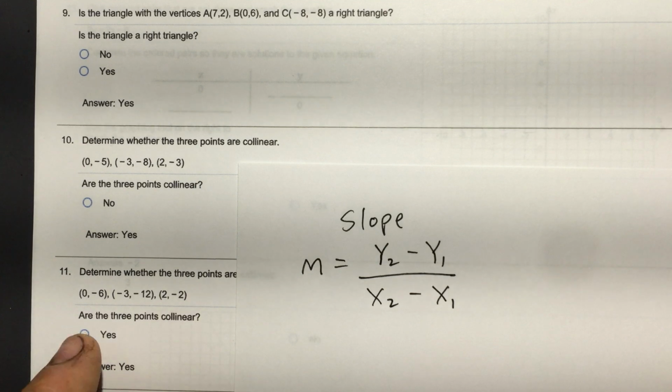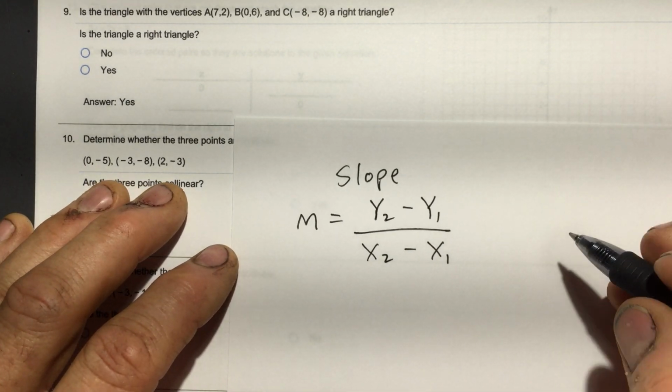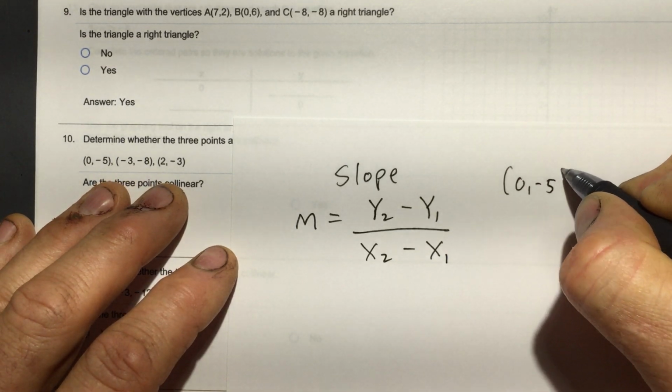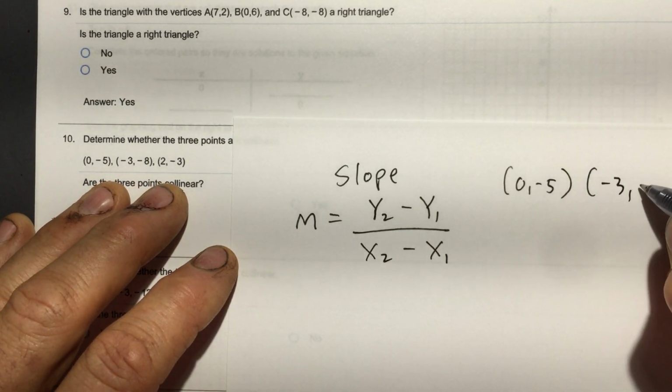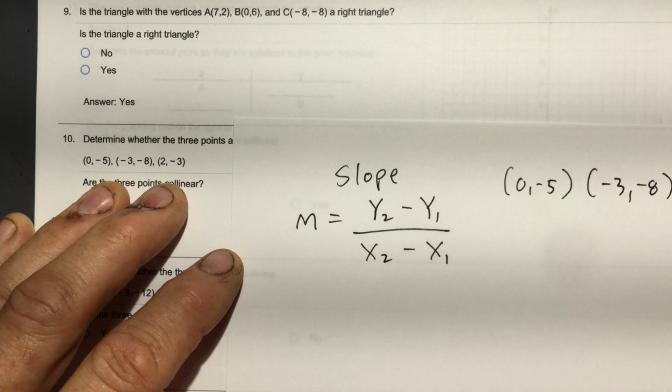And so these are the same thing. You got your points. Like on number 10, we've got 0, negative 5. We've got negative 3, negative 8. We've got 2, negative 3.